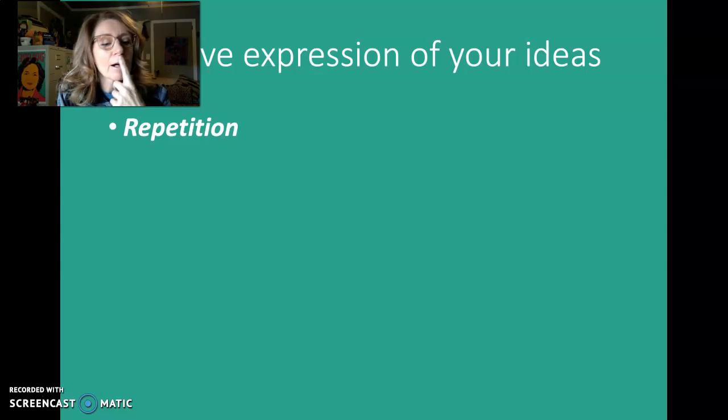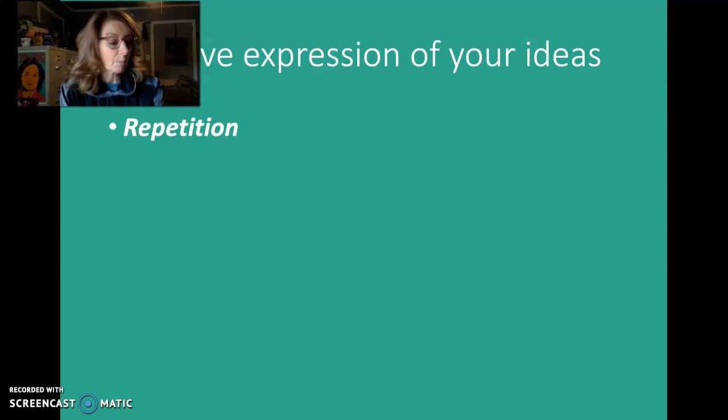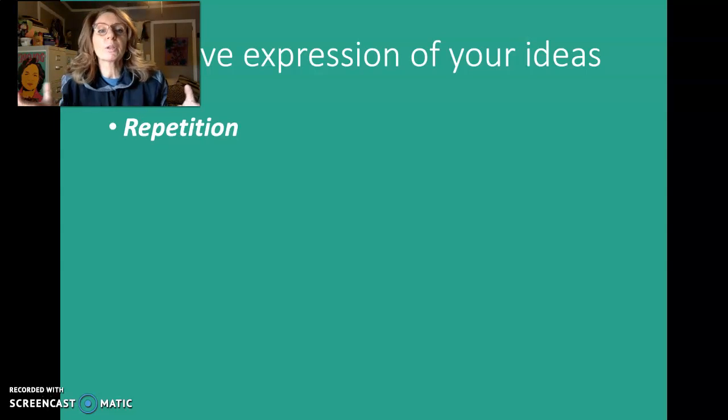He also says other things in that same speech, not just "I have a dream." He says something else in repetition as well. It's not just that he repeats that, right? We like that. I really think it's the musical piece of a speech.